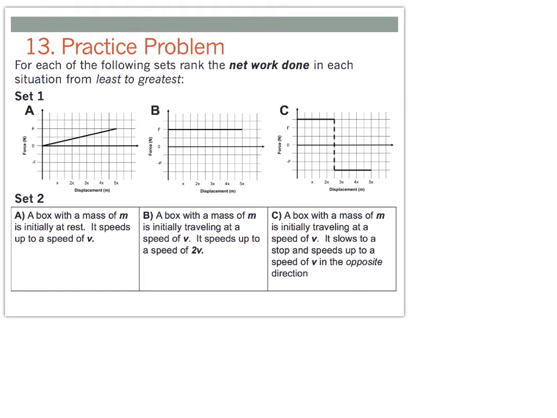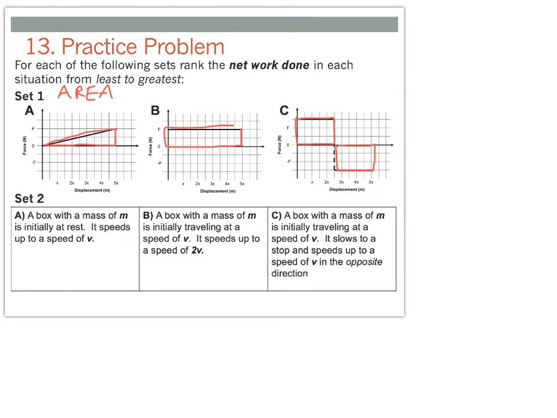We want to rank the net work done in each of the situations below from least to greatest. So we'll start here with set A. We have 3 graphs, so we're thinking about area in this case. Okay, and so the area for our first graph here is going to be that triangle there. Our area for that second graph is going to be that rectangle, and then for the third graph, we have one rectangle here above the axis and one rectangle here below the axis. And so we want to think about comparing those areas, because that really is going to compare the work done.